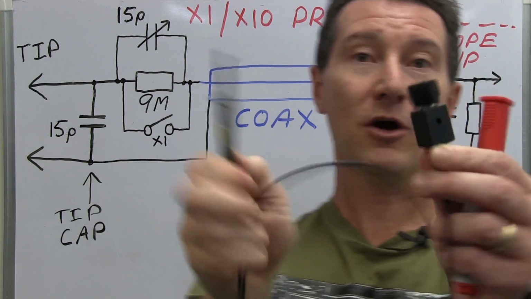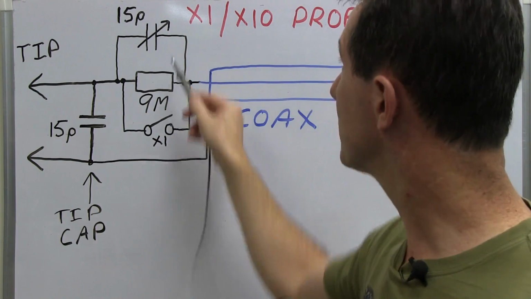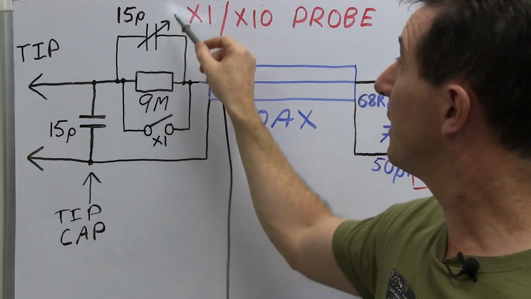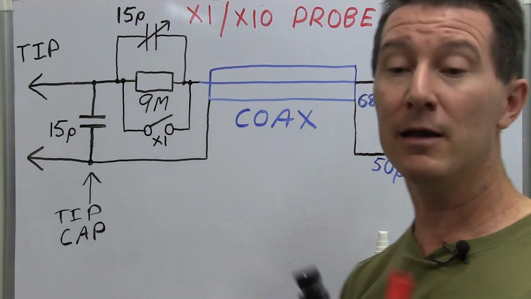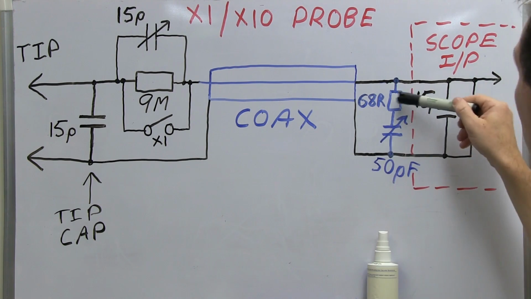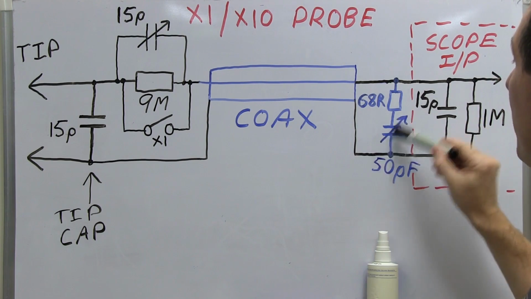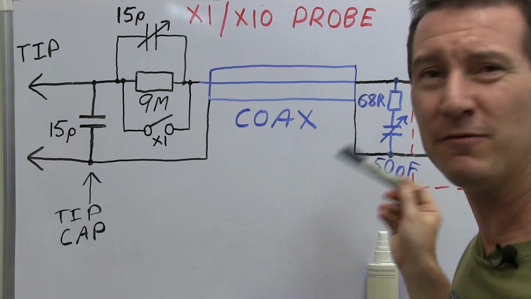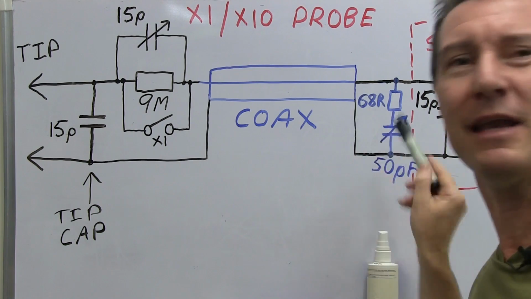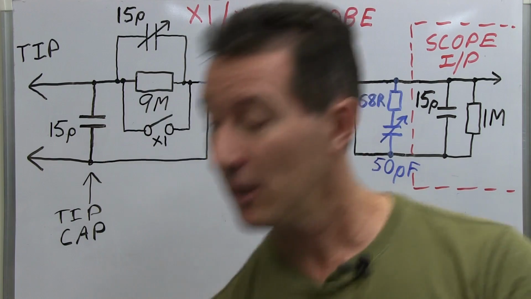There are these types which have the compensation not in the probe tip, so this capacitor is actually fixed. It's not variable like I've shown here. The variable capacitor is over here in a little RC network. Typically there's going to be a series resistor in here with an adjustable cap, 0 to 50 picofarads, something like that. Exact values are going to change depending on how the probe is actually manufactured.